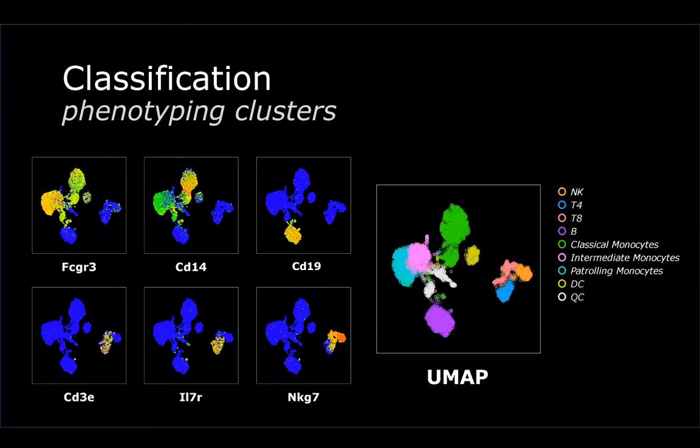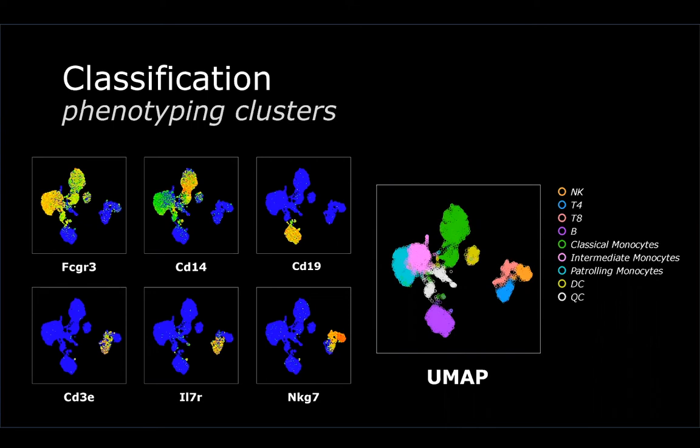Next, we classified those clusters on the basis of their expression of certain parameters that we know are hallmark for some subsets. And so we looked at FCGR3 for patrolling monocytes, CD14 for your classical monocytes, CD19 for B cells, CD3 epsilon for T cells, obviously, and then NKG7 we were looking at to see if we could identify some NK cell populations. I leave NK for the last because I'm actually going to then zoom in on NK cells.